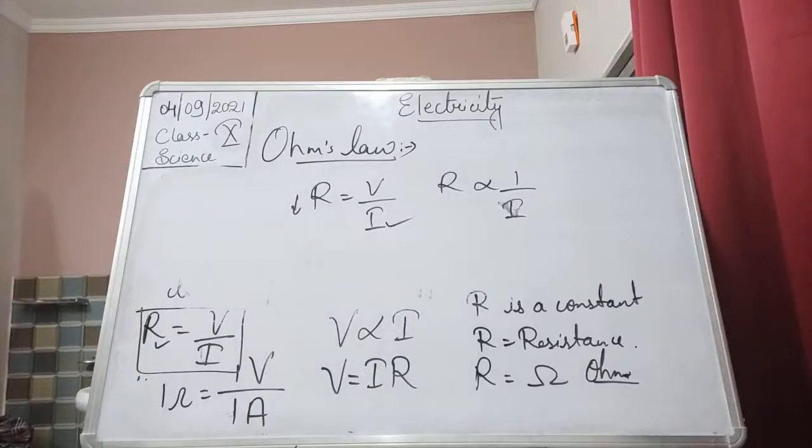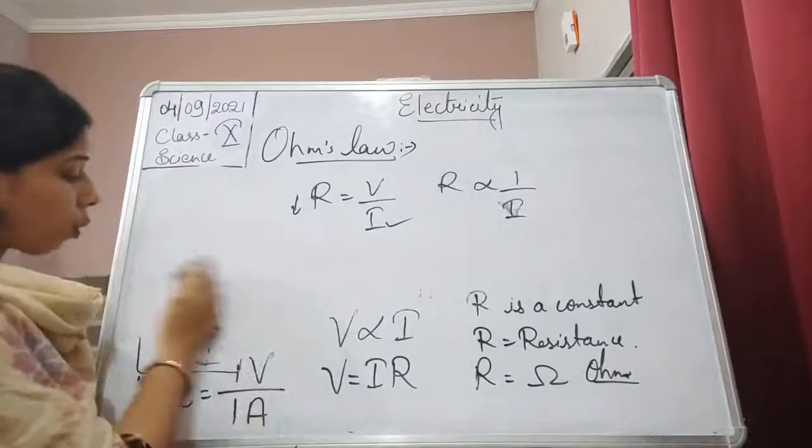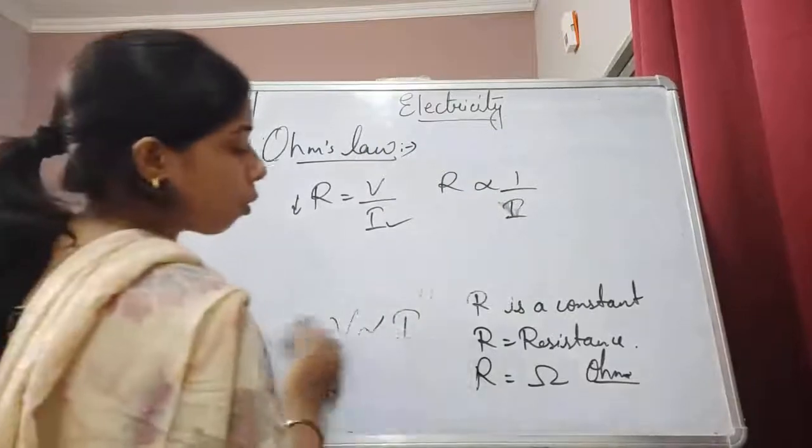Now there is another component which we use, and that is called a variable resistance or rheostat.